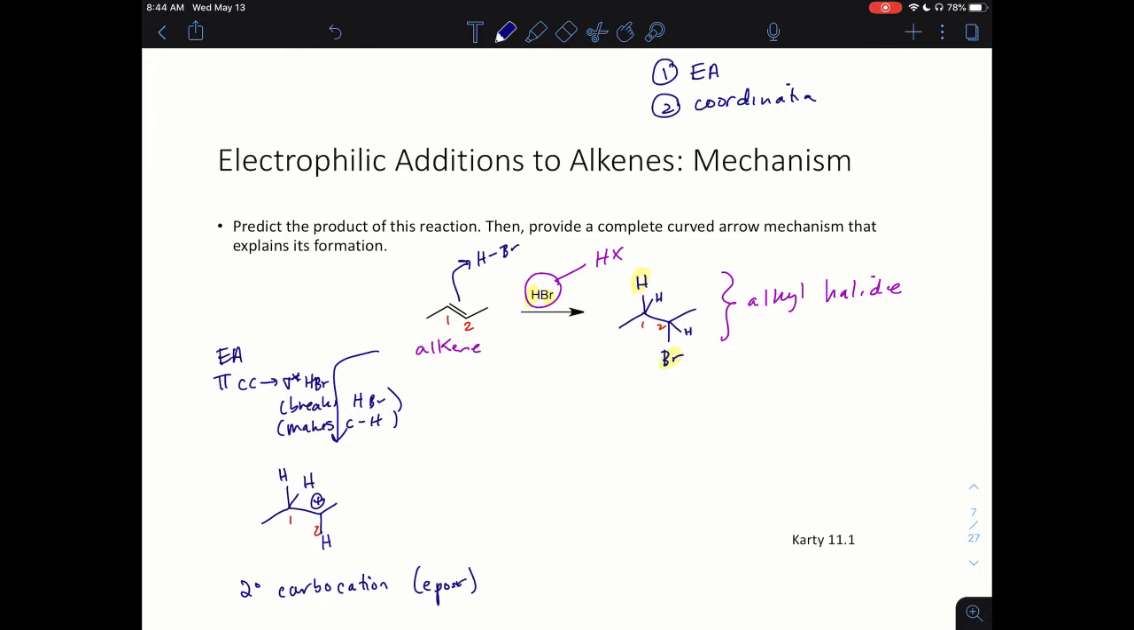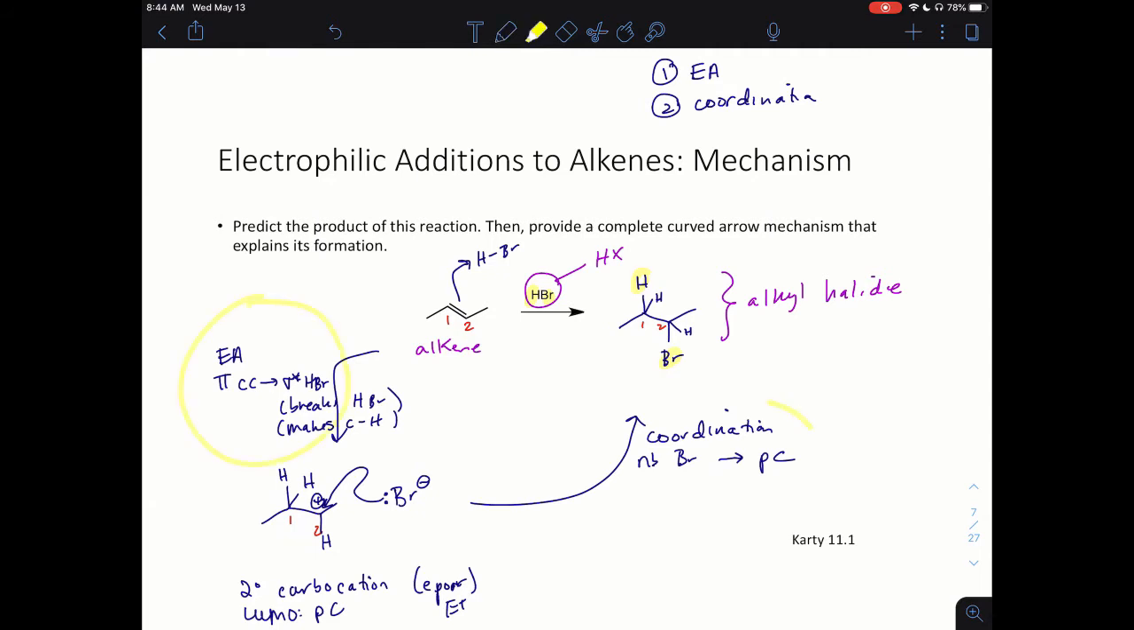This is an electron poor species. It's an electrophile. Its acceptor orbital is that empty p orbital on carbon. Bromide was generated in this step when the HBr bond was broken, and so bromide will coordinate to that carbocation, relieve that positive formal charge, give carbon a complete octet, and form the alkyl bromide product. Excellent. So electrophilic addition followed by coordination.